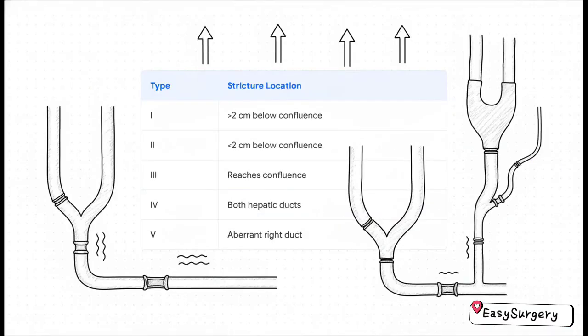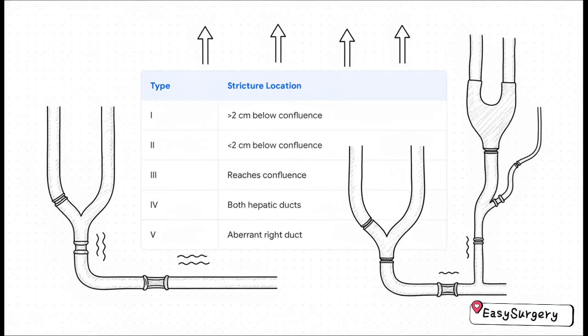Now, looking at this, it's basically like climbing a tree. The biliary tree, that is. Notice how the problem progresses logically as we go up. We start at the bottom with type 1. This is a stricture of the common hepatic duct that is greater than 2 centimeters below the hepatic duct confluence. It's a low stricture. Then we inch up a bit for type 2. The stricture is now less than 2 centimeters below the confluence.